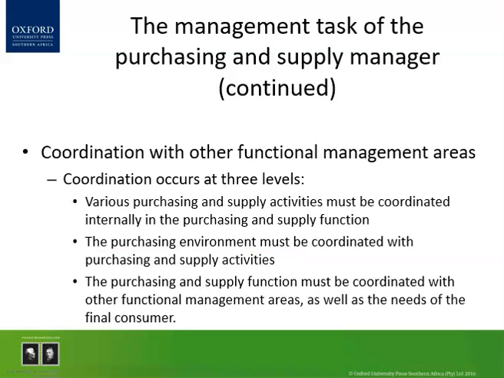Then in terms of coordination, it occurs at three levels. So various purchasing and supply activities must be coordinated internally in the purchasing and supply function. The purchasing environment must be coordinated with purchasing and supply activities, and the purchasing and supply function must be coordinated with other functional management areas, as well as the needs of the final consumer.